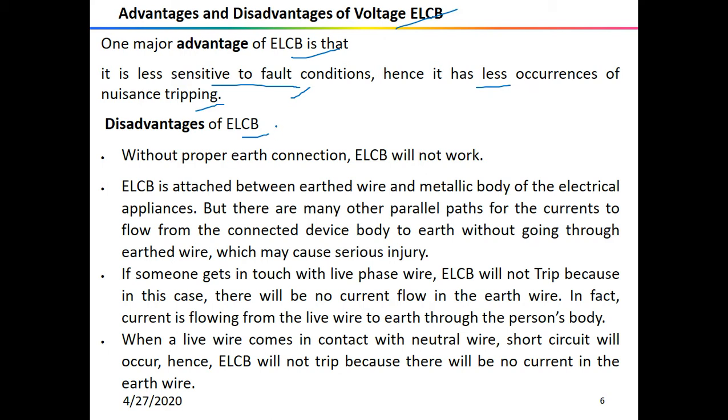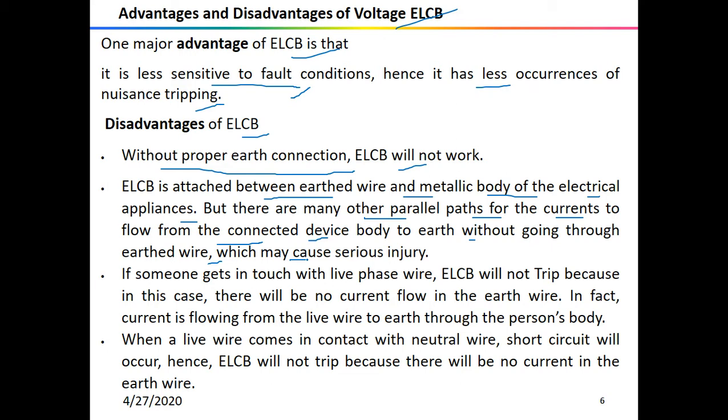Okay, so let us take a look at what the issues with these voltage ELCBs are. Without a proper earth connection, the ELCB will not work. If the wire attached to the earth rod is loose or broken, then the ELCB would not be able to sense the potentially hazardous voltage on the metallic body of the device. This ELCB is attached between the earth wire and the metallic body of the electrical appliances. But there are many other parallel paths for the currents to flow from the connected device body to earth without going through the earth wire, which may cause serious injuries.